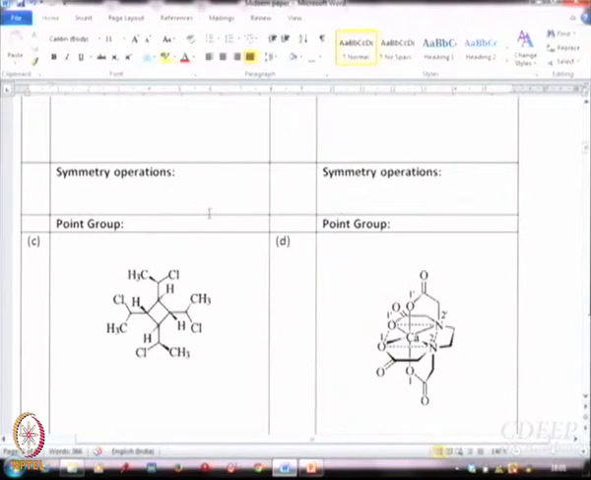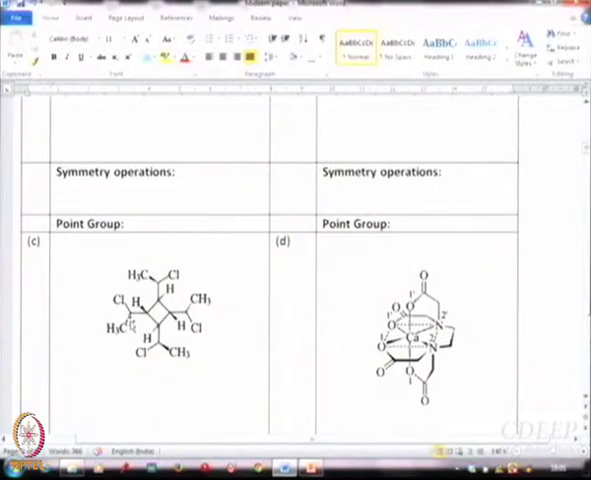Looking at it at first glance, I thought it is C4 because it has a square. Is there a C4 axis? No. Why not? Because after all, this chlorine goes to that chlorine, goes to this chlorine. So why is this not a C4 axis? The problem is with the hydrogen and methyl groups.